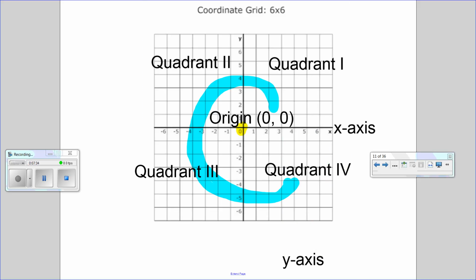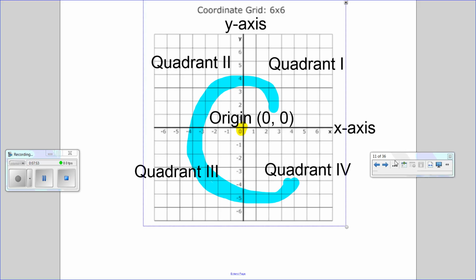This is the x-axis, which is the number line. This is the y-axis, which is another number line. So as you can tell, it's divided into 4 quadrants: quadrant 1, quadrant 2, quadrant 3, quadrant 4. So what type of numbers go into quadrant 1? Positive numbers.